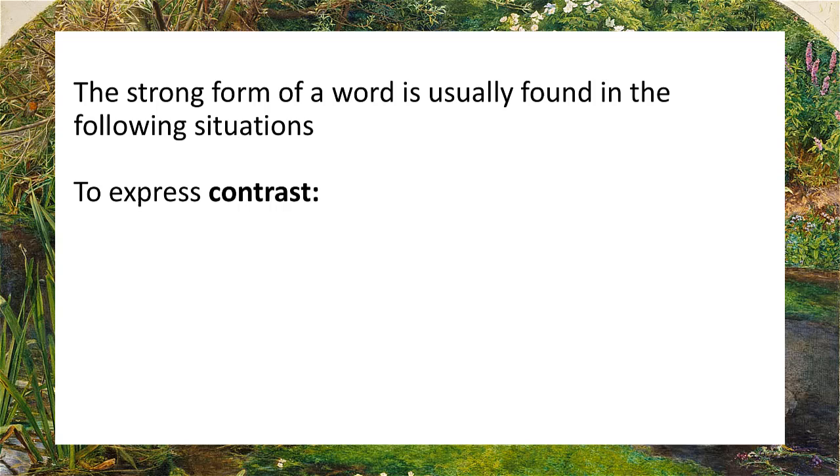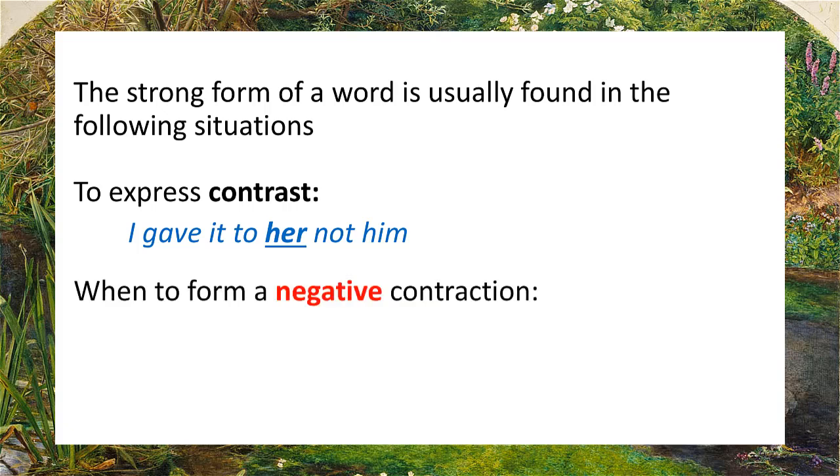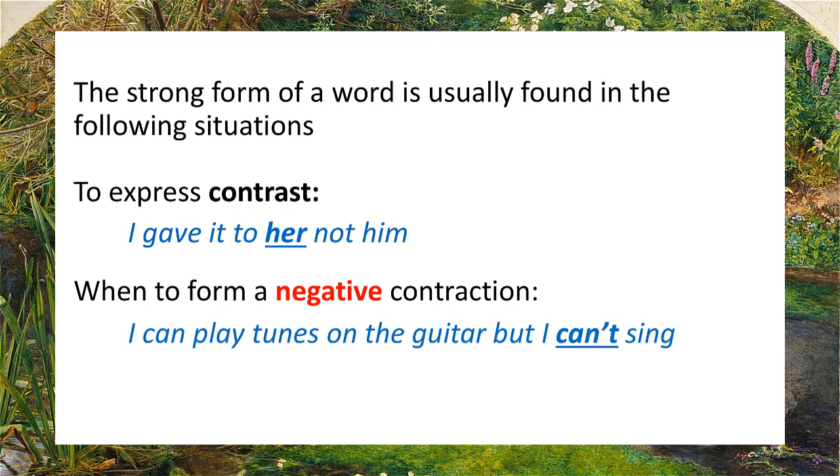The strong form can be used to express a contrast. For example, I gave it to her, not him. And it can be used to form a negative contraction. I can play tunes on the guitar, but I can't sing. You'll notice that this sentence contains both the weak form and the strong form of can.